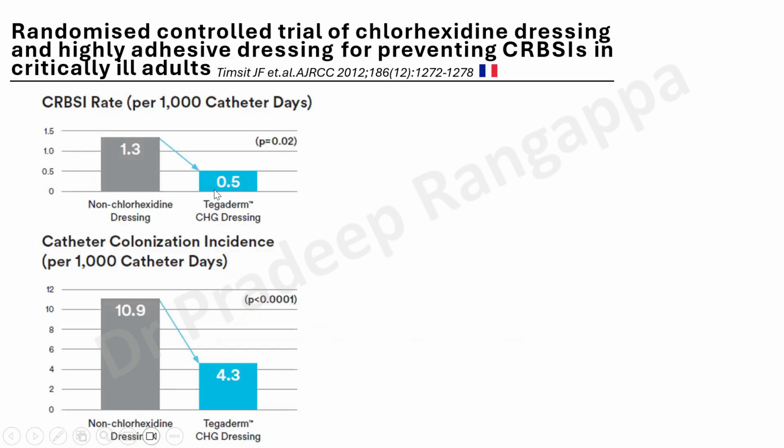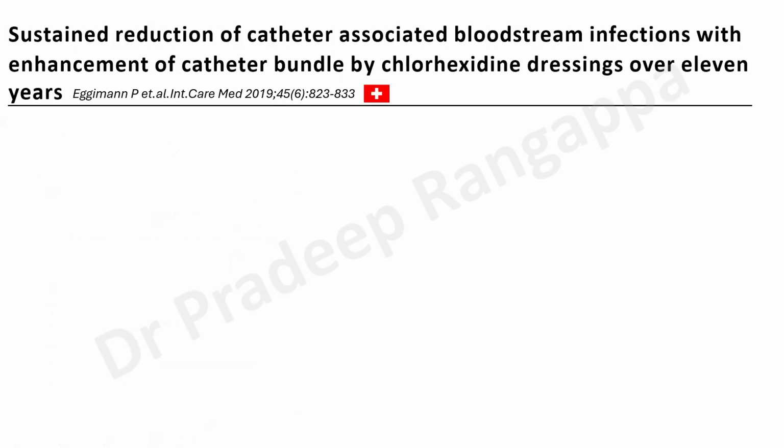If you see the non-chlorhexidine dressing versus the chlorhexidine gluconate dressing, the CLABSI rate was significantly less. It was statistically significant that by the use of chlorhexidine dressing you could reduce the CLABSI rate from 1.3 to 0.5. And you could even reduce the colonization from 10.9 to 4.3 by using chlorhexidine gluconate dressings, right? This is a very good innovative strategy.